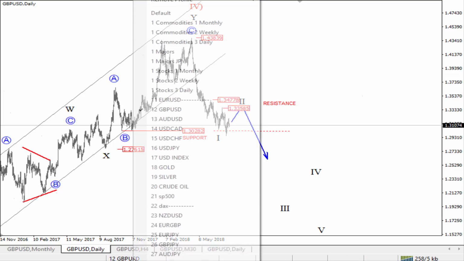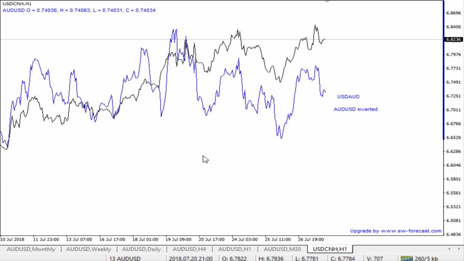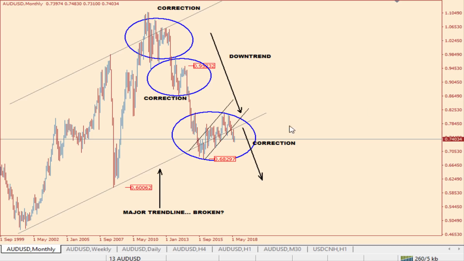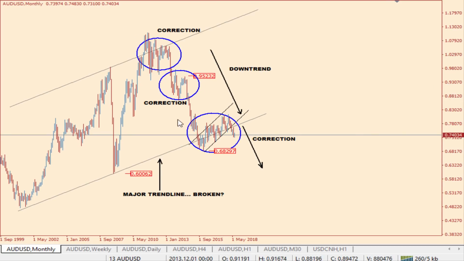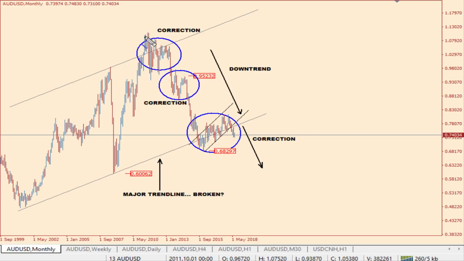Okay, now let's take a look also at the Aussie dollar. Aussie dollar is also bearish. Clearly, just look at this monthly chart. We have a nice move to the downside since the 2011 highs. So this was a first consolidation back then. Then we have seen a strong breakdown, then a second consolidation, a strong breakdown, and now we have another consolidation. So what can we expect?